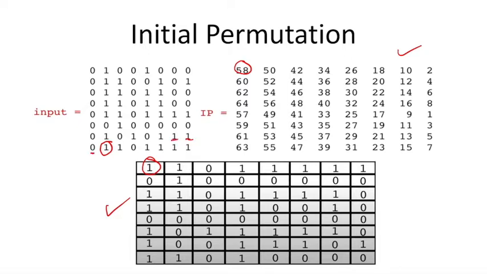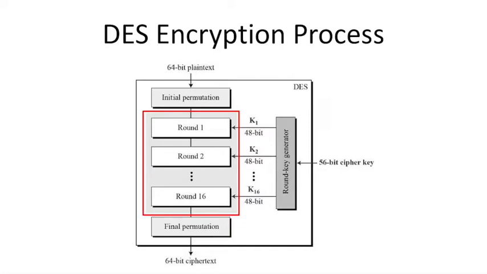Then we have, this is the 57th bit, 56, 55, 54, 53, 52, 51, and 50. This is the 50th bit, and it says here the 50th bit is going to move to this second location. So we have a 1 here, and so on.